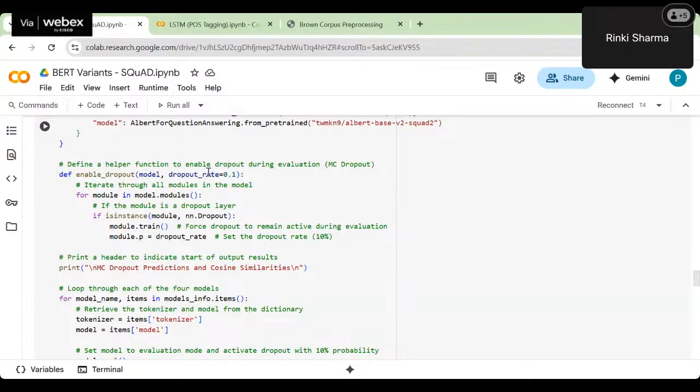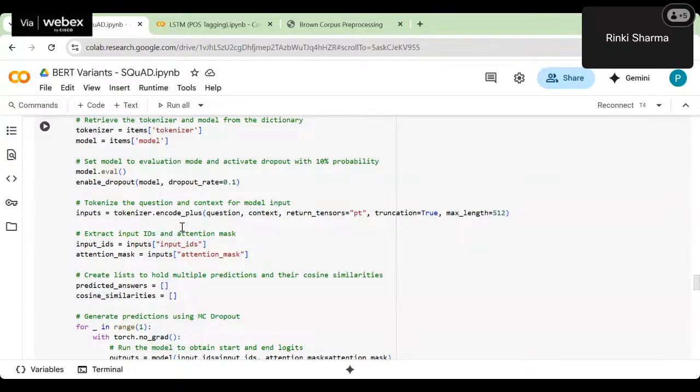So we just chose it to be 10%, to see what happens to the model when we deactivate 10% of neurons. Now we set all our models to evaluation mode, and we initiate all our tokenizers and models. We start tokenizing our input, and this is how we start the predicted answer list and the corresponding cosine similarity.